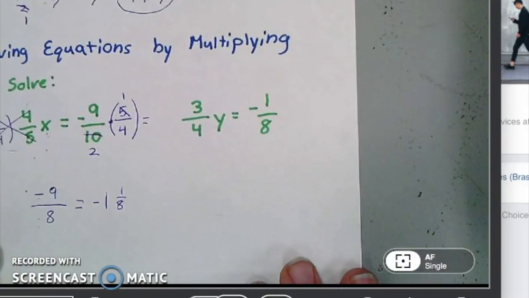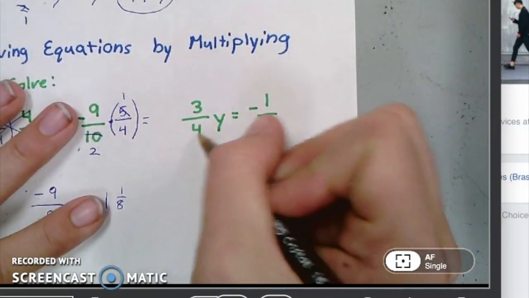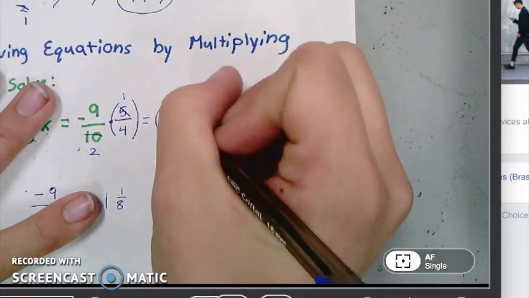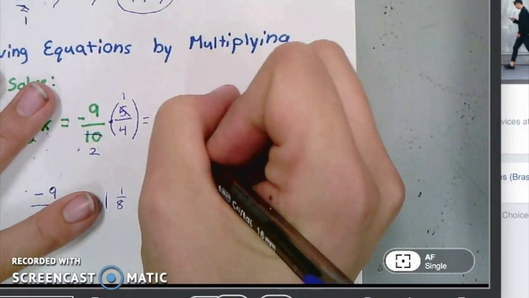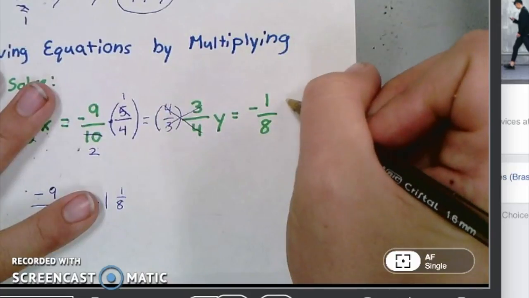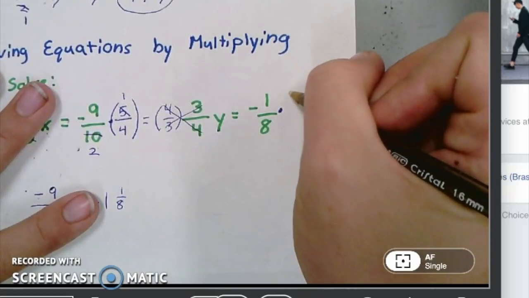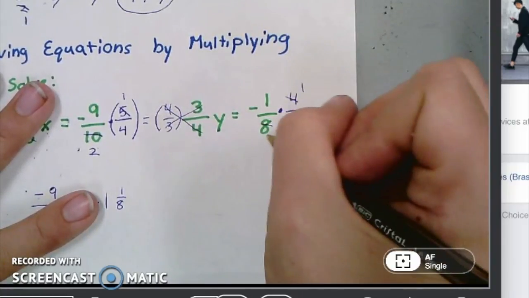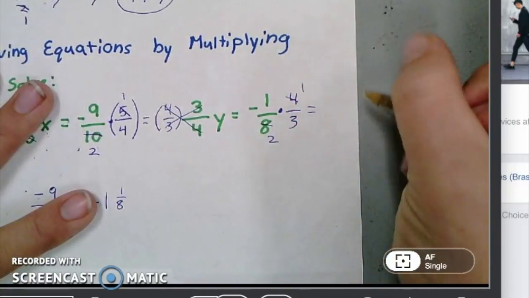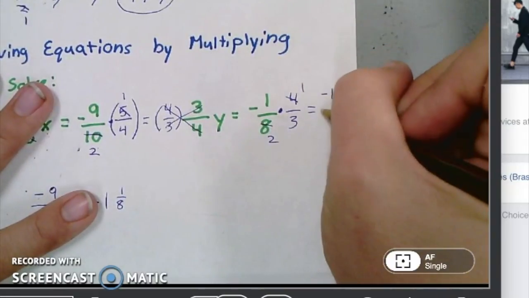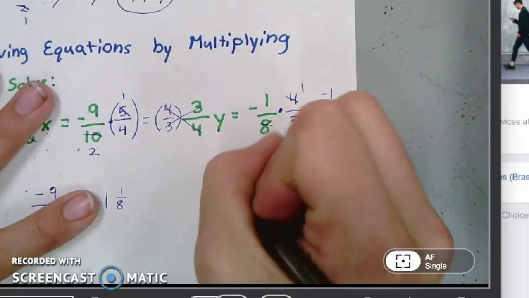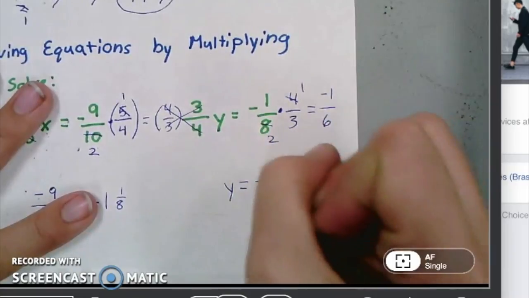Let's look at another example. 3/4 y equals -1/8. So I'm going to multiply by the reciprocal, which is 4 over 3. They will cross off. And then here I'm going to multiply by 4 over 3. And I've got, goes in once, goes in twice. Look at how neat that worked out. -1 over 6. And in that case, my answer is already finalized. So I would write it as y equals -1/6.